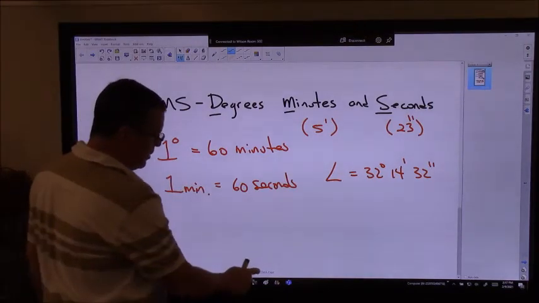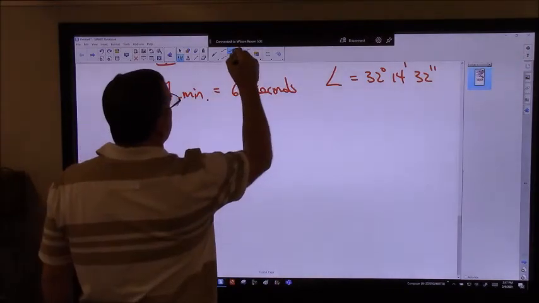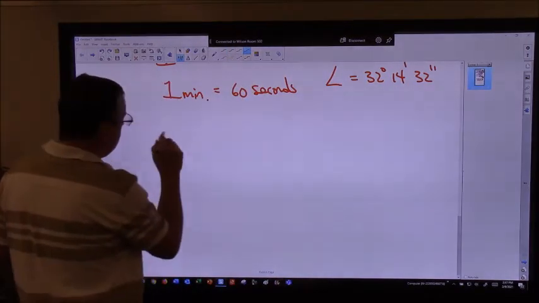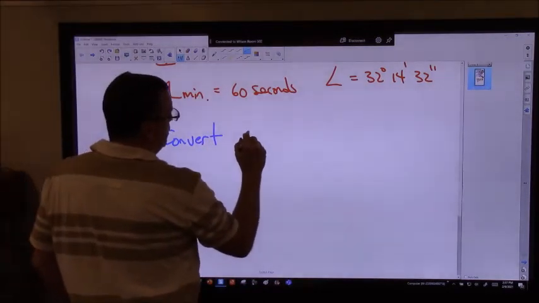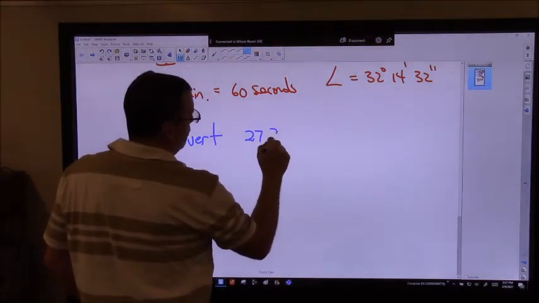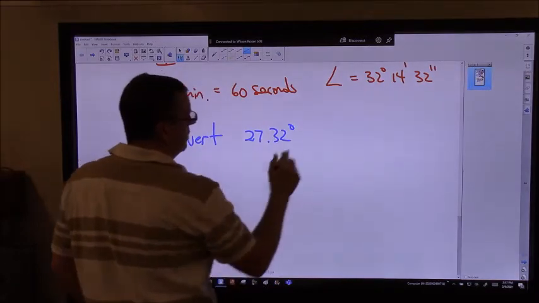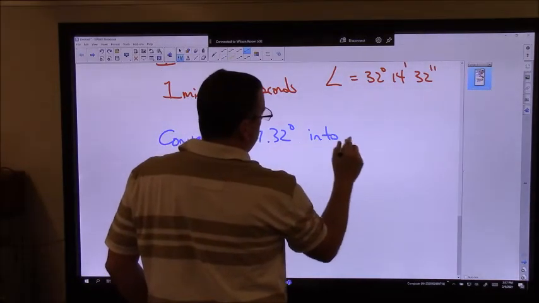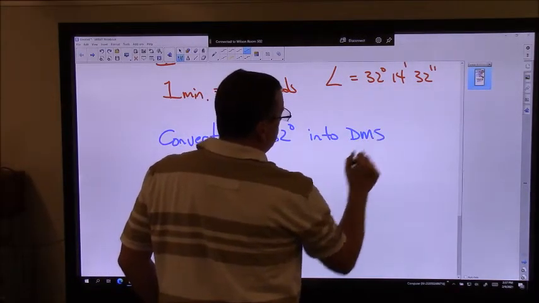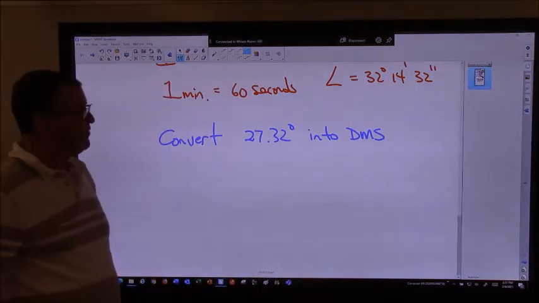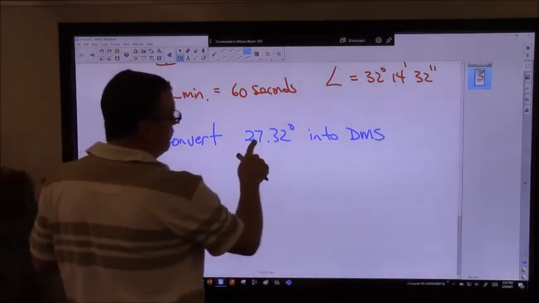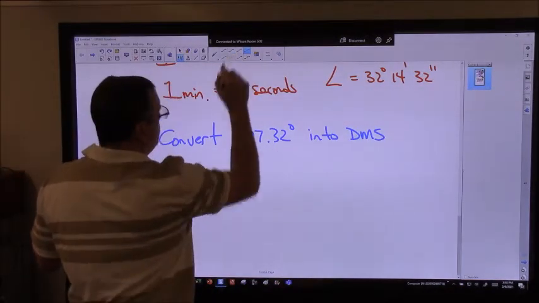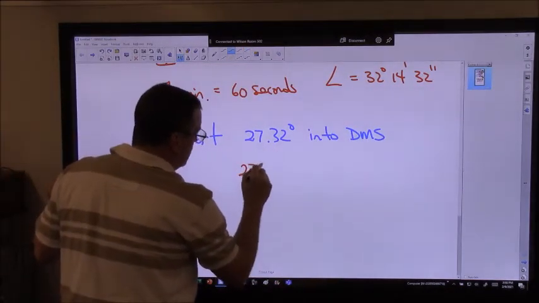So one of the things they're going to ask us to do is to convert 27.32 degrees into degrees, minutes, and seconds. So how would I do that? Well, I know I have 27 degrees, so I'm going to write that down like this.